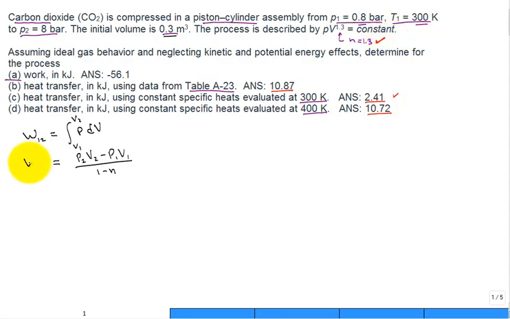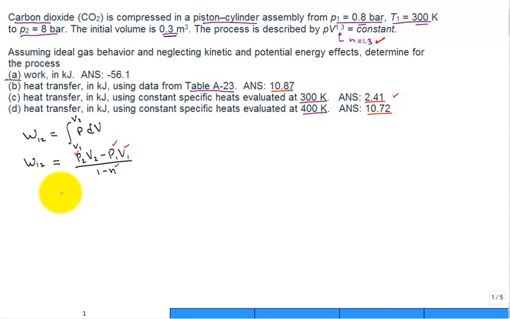Okay, so we take a look and we ask ourselves, do we know the initial pressure? Good. The initial volume? Good. We know the final pressure? Good. We know this exponent N. We don't know the final volume V2. So how do we calculate V2?